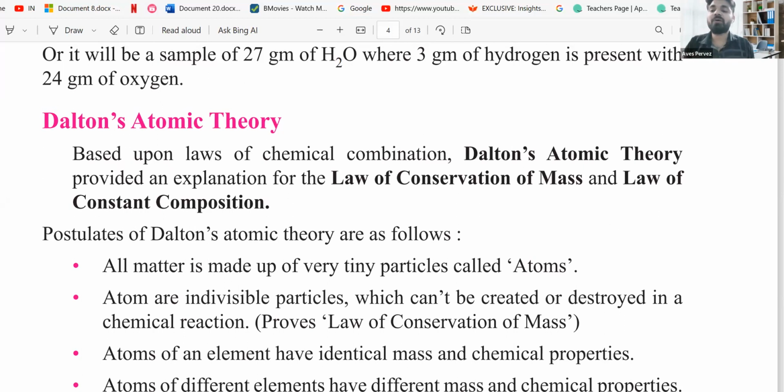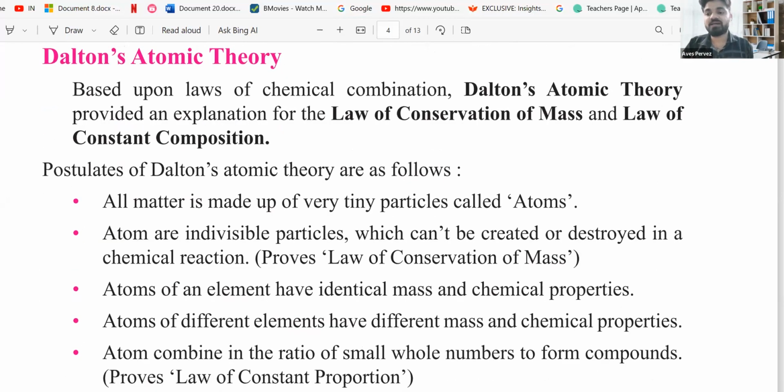Now talking about the Dalton atomic theory, the postulates that we are studying here are applicable only for chemical reactions and not for nuclear reactions. It says that all matter is made up of tiny particles called atoms. Atoms are indivisible particles which cannot be created or destroyed in a chemical reaction. The teacher may say that now we can divide atoms, but we are talking about chemical reactions, not nuclear reactions. If I talk about nuclear reactions, we cannot say that the law of conservation of mass is applicable.